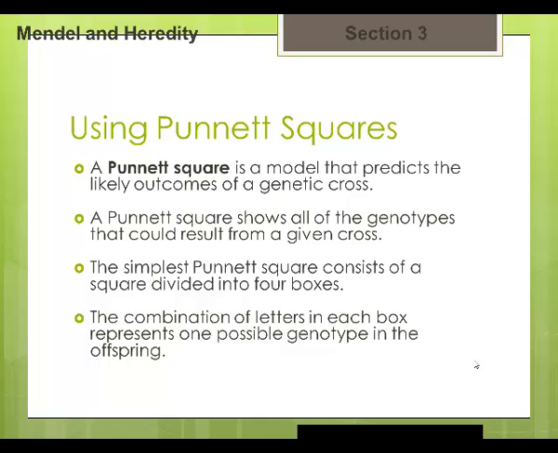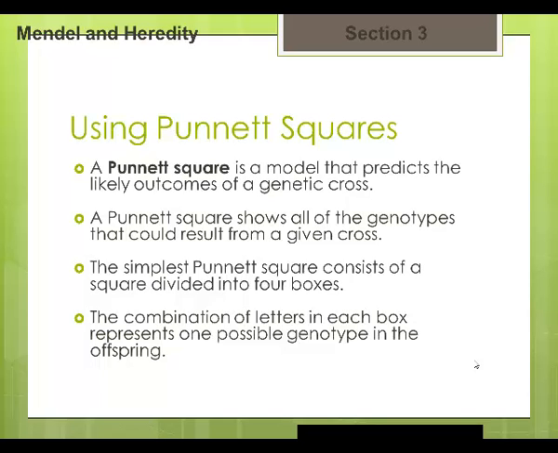So a Punnett square, again, is a model that predicts the likely outcomes of a genetic cross. It is a way for us to come up with some type of conclusion with relative certainty as far as what possible traits or genotypes an offspring could possibly have. It does not tell you 100% of the possibility of a trait, but it will tell you the likeliness of a trait showing up, of an outcome. It will show all of the possible genotypes that could arise from a given cross.